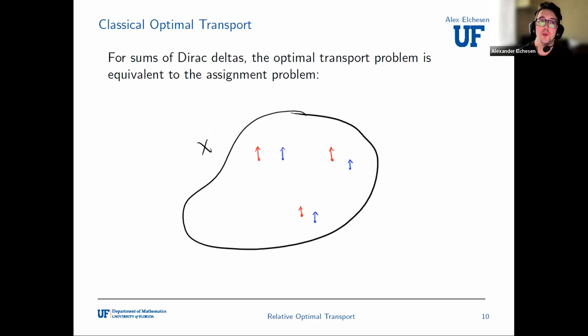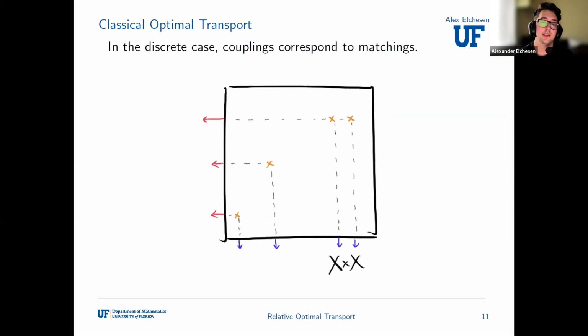It's known that for sums of Dirac deltas, so discrete measures, the optimal transport is equivalent to the assignment problem. Basically, find a perfect matching with minimal cost. And in that case, a coupling itself is discrete. A coupling is just a discrete measure on the product space, and each Dirac delta is saying, okay, match this point to this point on the y-axis.